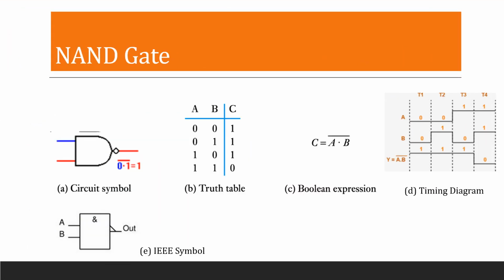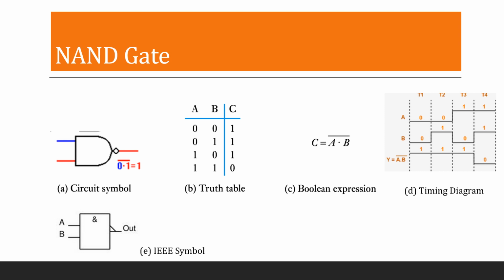Now let's discuss the derived gates, which are derived from the basic logic gates like AND, OR and NOT. First, let us discuss the NAND gate. The NAND gate operates as an AND gate followed by a NOT gate. It simply means that the NAND gate performs the opposite function of an AND gate, because we have a NOT operator on the output line of the AND gate. So this NAND is nothing but NOT AND. It is the inverted AND function.